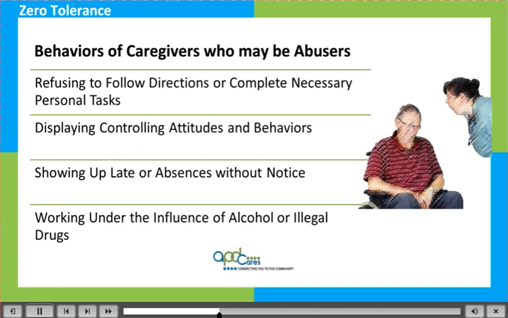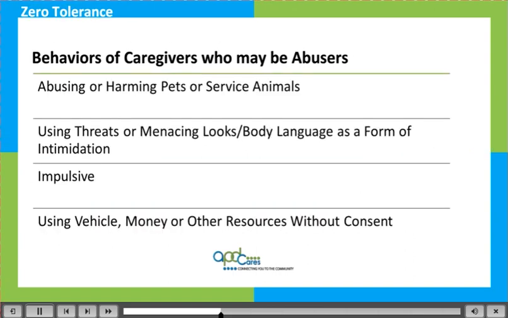drugs. Turn to page 39 in the Participant's Guide for more information about behaviors of caregivers who may be abusers. Behaviors of caregivers who may be abusers are continued abusing or harming pets or service animals, using threats or menacing looks, body language as a form of intimidation, impulsive, using vehicle, money or other resources without consent.